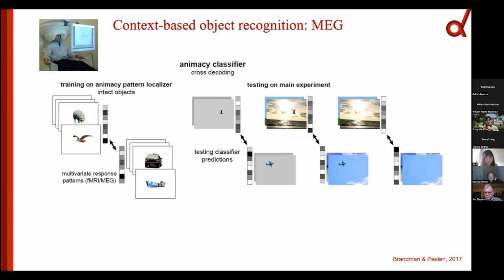So we ran our study with MEG. It was exactly the same study as we did in the MRI, just that we now measured MEG instead of MRI activity. And we also ran the same type of decoding analysis. So again, we trained the classifier to discriminate intact animate versus inanimate objects and tested this classifier on our conditions in the main experiment. And again, similar to Cichy and colleagues, we trained and tested this classifier for every millisecond separately.